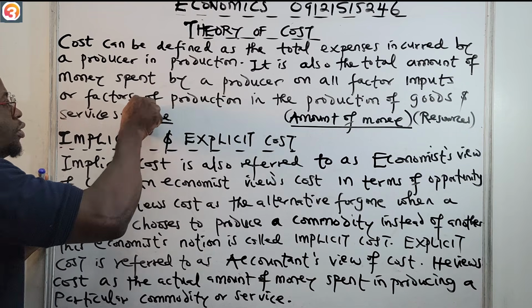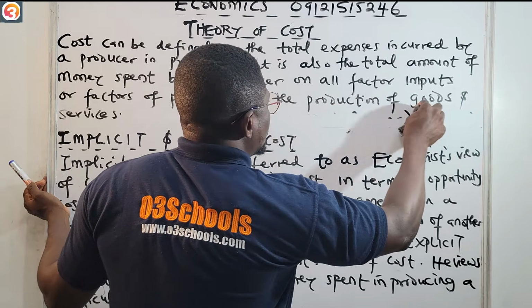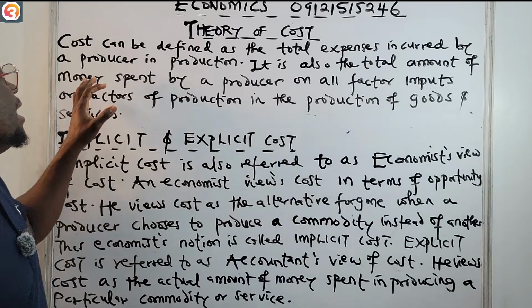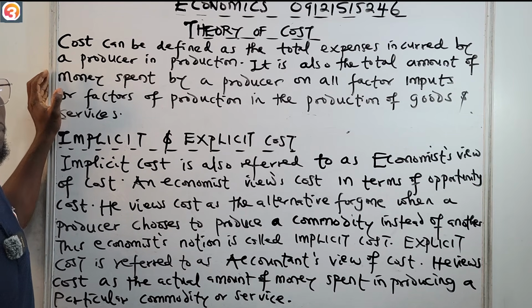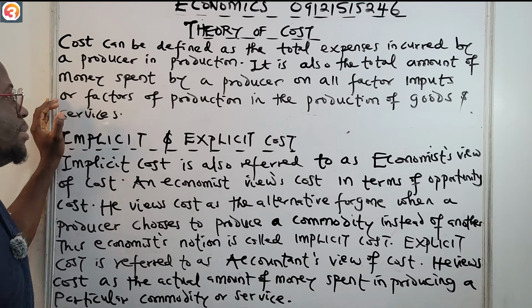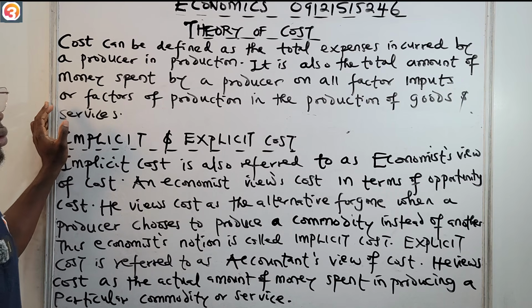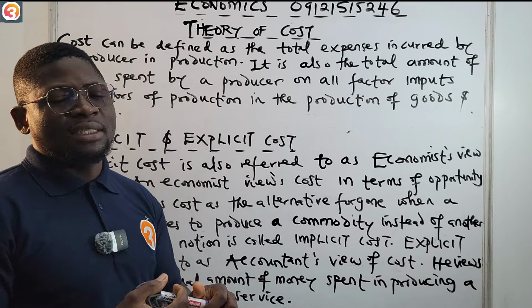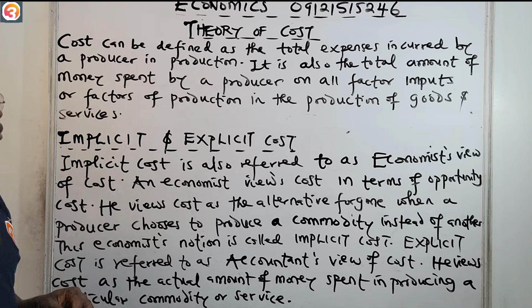So now let us go to the board and read from the notes on the board. So we say cost here can be defined as the total expenses incurred by a producer in production. It is the total amount of money spent by a producer on all factor inputs or factors of production in the production of goods and services. That is what we call cost.